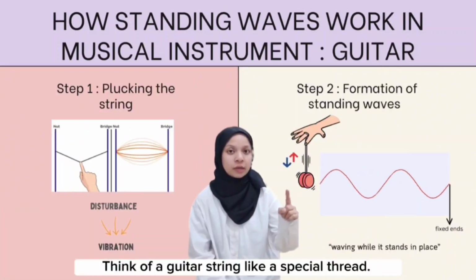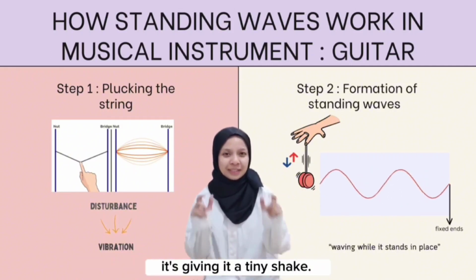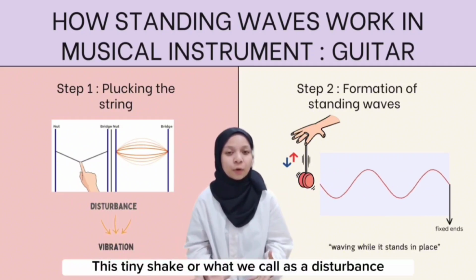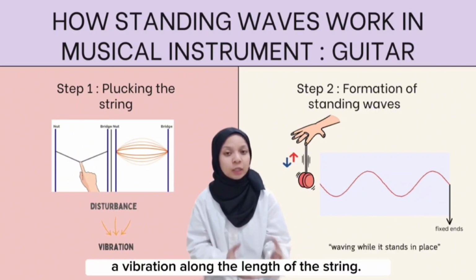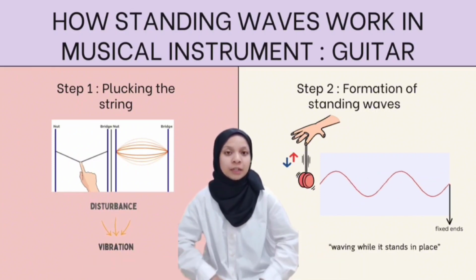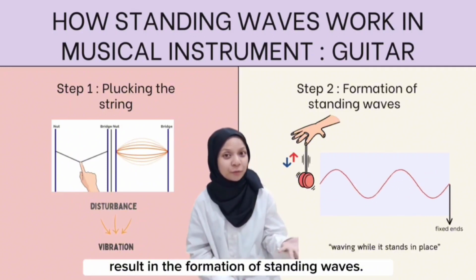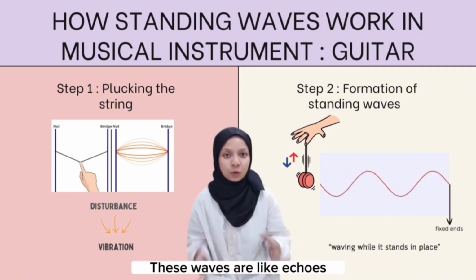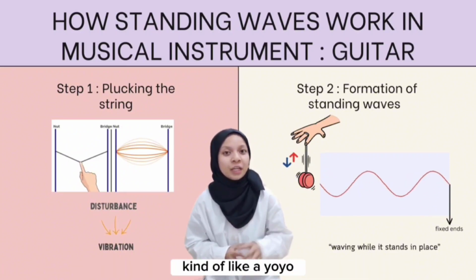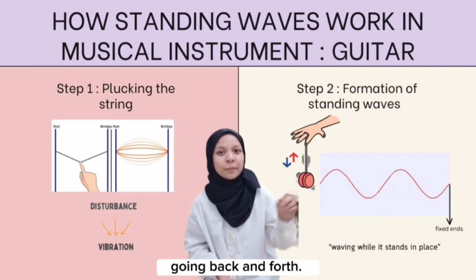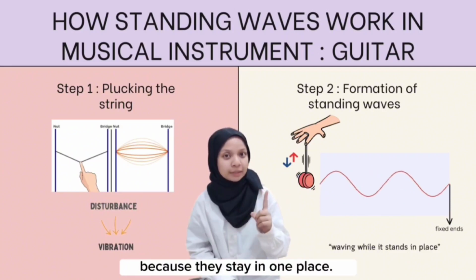Think of a guitar string like a special thread. When you pluck the string, it's giving a tiny shake. This tiny shake, or what we call a disturbance, will initiate a vibration along the length of the string. The vibrations of the string result in the formation of standing waves. These waves are like echoes bouncing between the two ends of the string, kind of like a yo-yo going back and forth. We call them standing waves because they stay in one place.